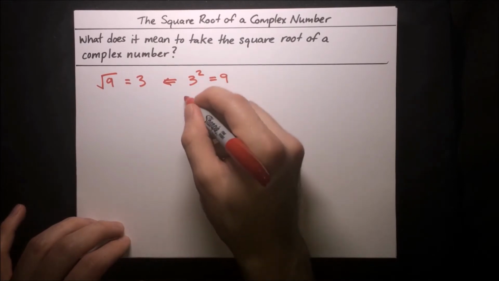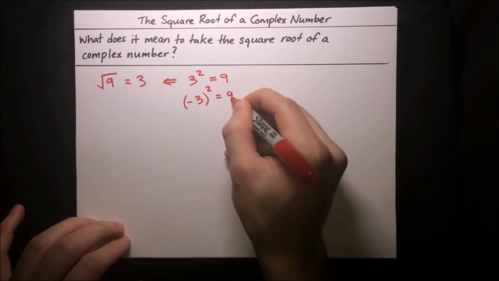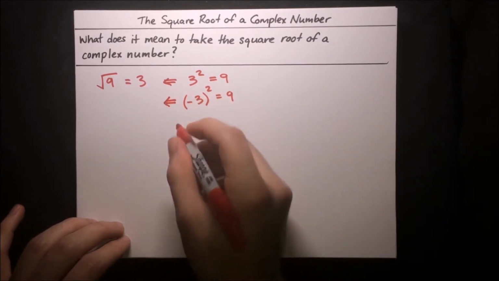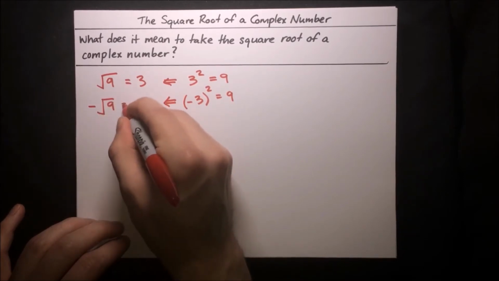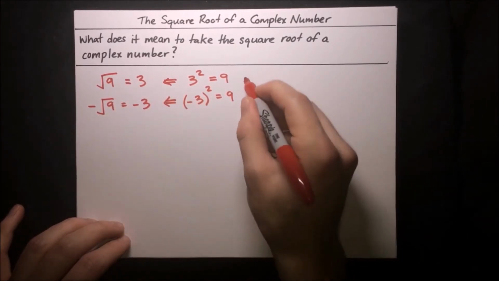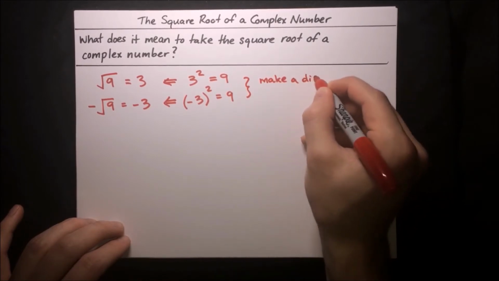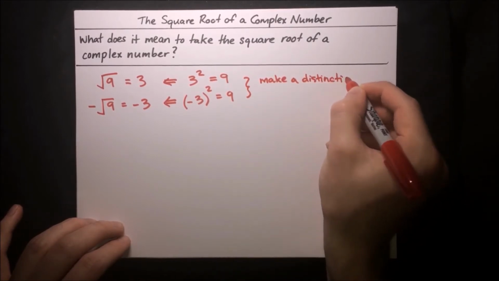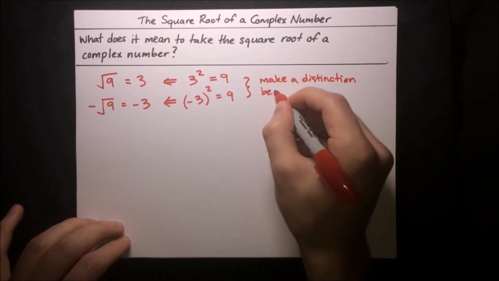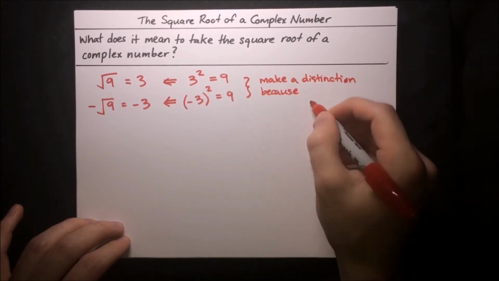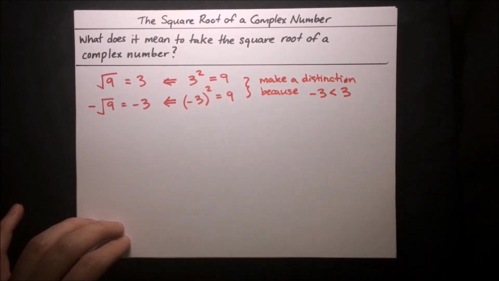Now, of course, we also have that negative 3 squared is also 9. But the square root fact for that goes as negative root 9 equals negative 3. And we're able to make a distinction because there's an ordering of the real numbers. And the ordering goes negative 3 is less than 3 in this particular case.